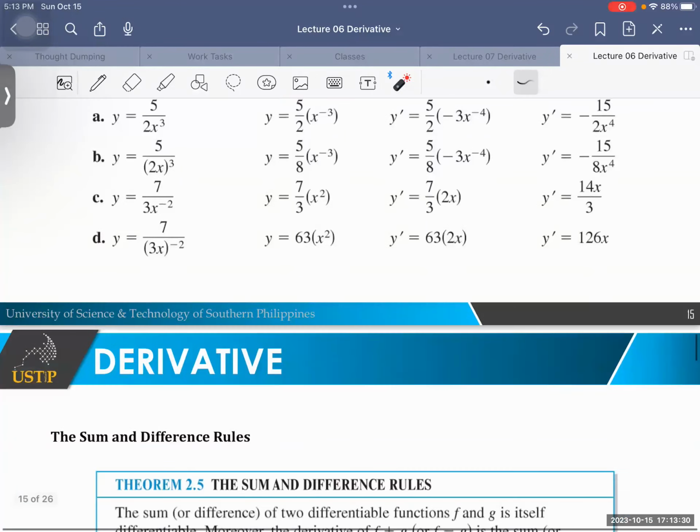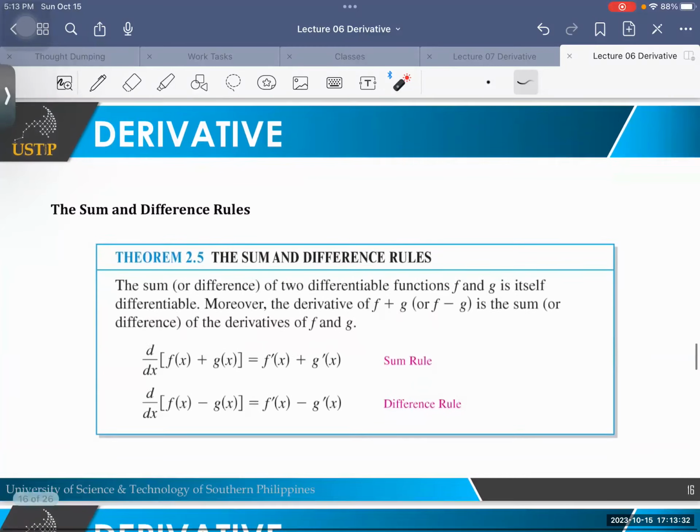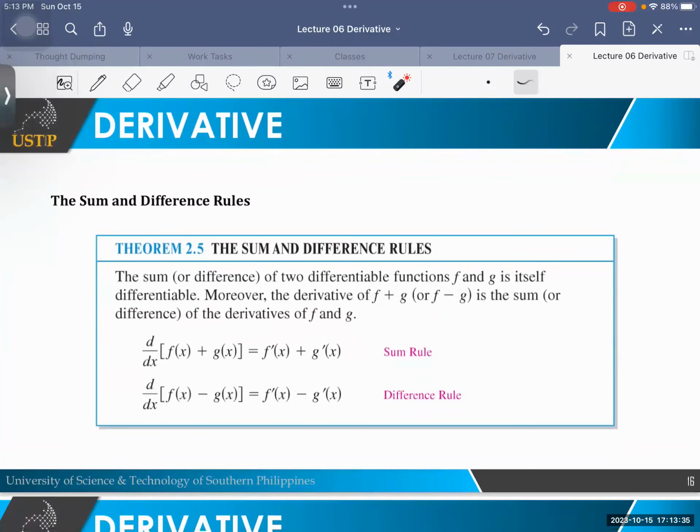Alright, let's move on to the sum and difference rules. So, basically, the sum and difference rules, class, state that when you have two different functions, f and g of x, and you want to get the derivative of the sum or the difference of these two functions, it's just the same as getting the derivative of the first plus the derivative of the second.